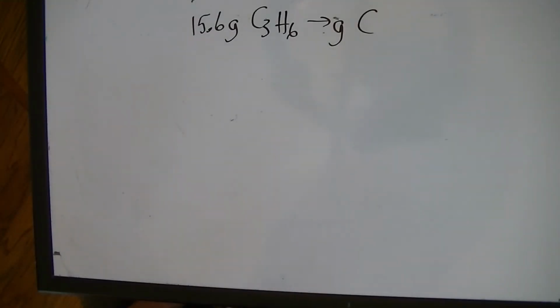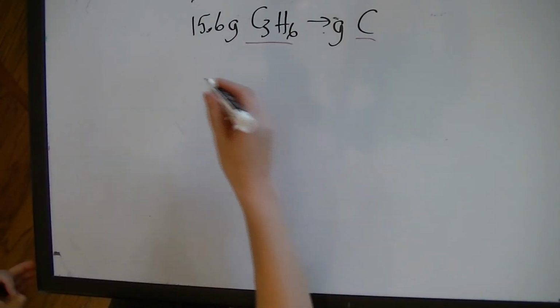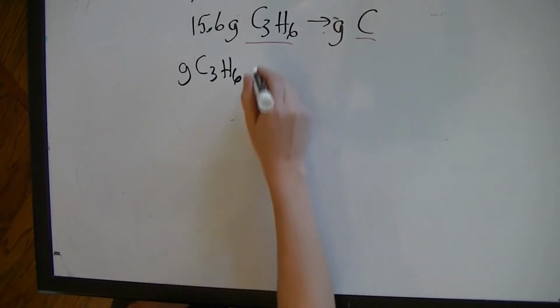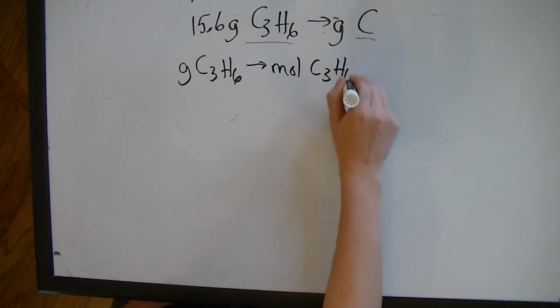Okay, so this one's different because notice we have a compound as a whole with carbon and hydrogen in it, and we're going to grams of just carbon. All right, so how the heck are we going to do that? Well, first of all, we need to get in moles, because moles, like I said, is our middle ground. So I'm going to write my steps up here, and I'm going to have grams of C3H6. And I told you I need to get into moles first. That's our middle ground, moles of C3H6.